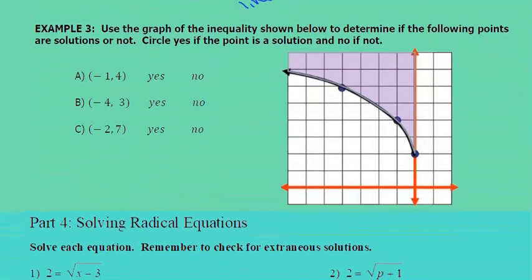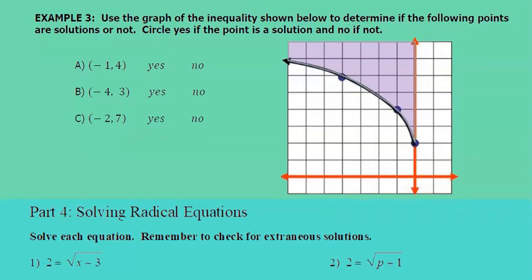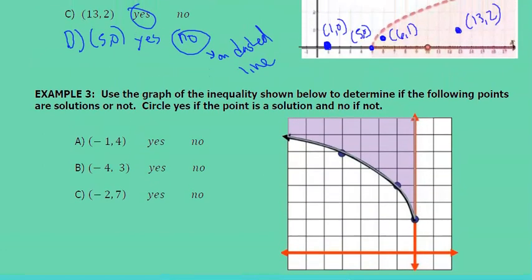Alright, let's look at example 3. Use the graph of the inequality shown below to determine if the following points are solutions or not. Circle yes if the point is a solution and no if not. So let's plot these points. Negative 1, 4. 1, 2, 3, 4. That's all a solid line, so it's yes.